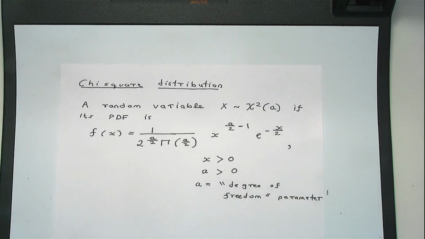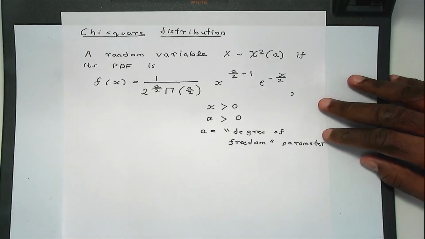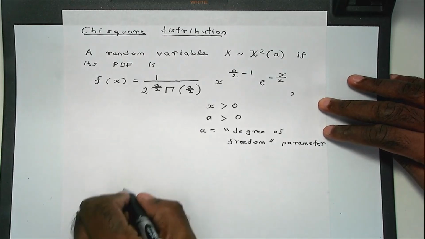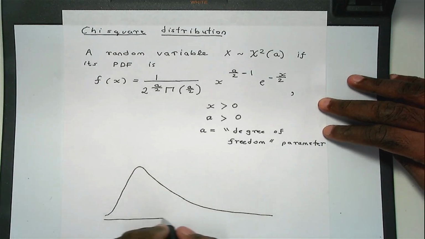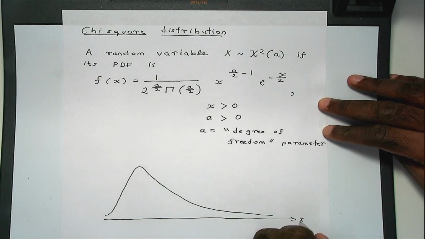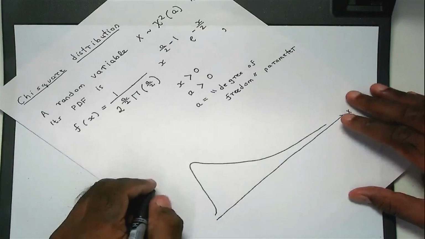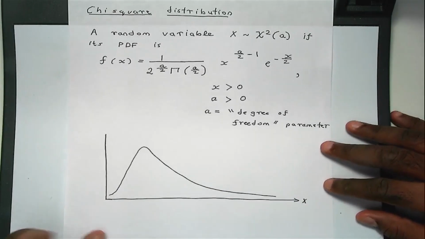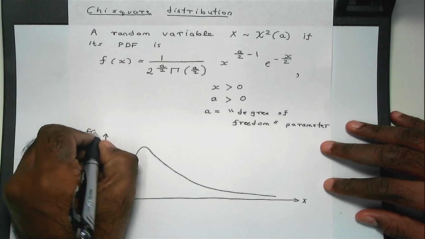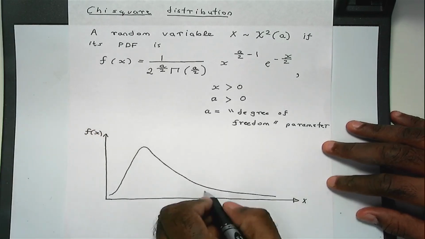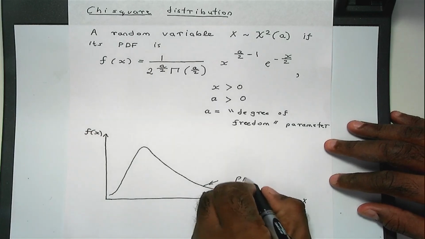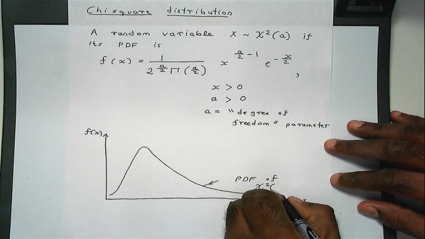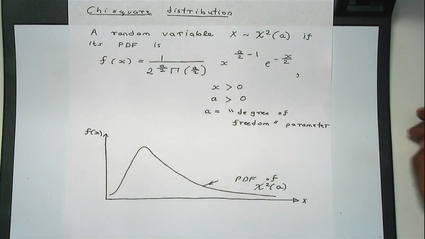Okay, typically the shape of a chi-square density, we should plot this versus x. It will look something like this. So this is your x-axis, right? And excuse me, and this will be your density axis. So this is the density f of x, and this is x, right? And this is the typical shape of a PDF of a chi-squared variable. Right?